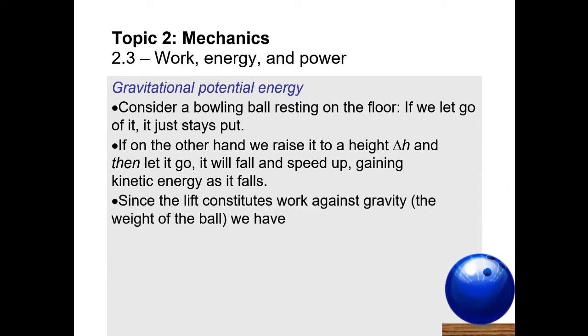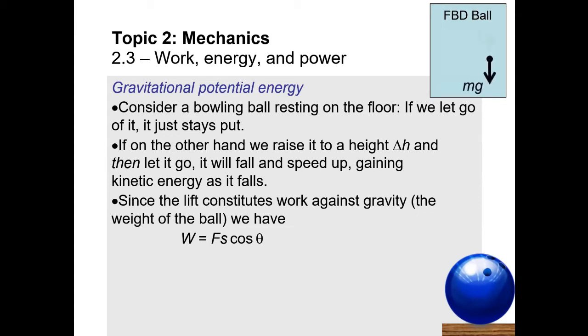Since the lift constitutes work against gravity, we have work done equals force times the distance times the cosine theta, or force times the distance in the direction of the force. There are two forces acting on it: one is the gravitational force downward, and the other is the force we apply to raise the bowling ball.